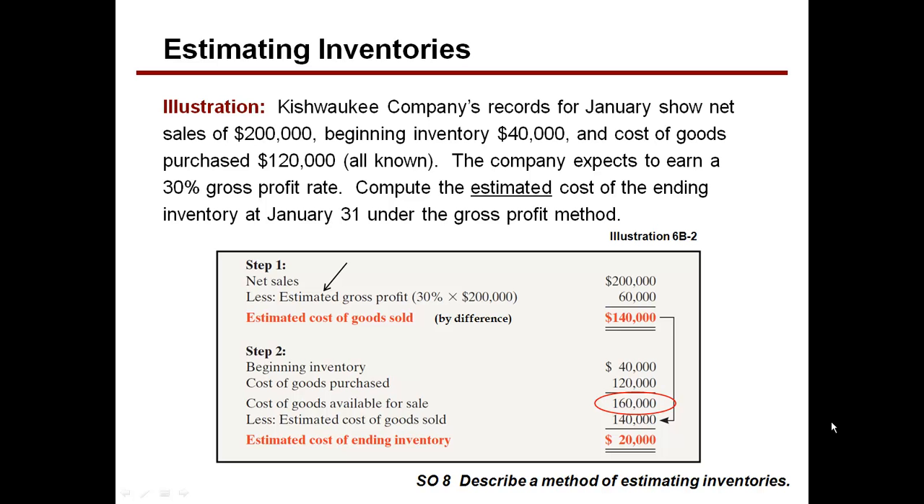What does that mean? That means based on its net sales, 30% of that, they should earn a gross profit of $60,000. If they estimate that, they can back into their cost of goods sold by difference, because net sales less cost of goods sold equals gross profit. So we're estimating gross profit here of $60,000 and backing into an estimated cost of goods sold for the period.